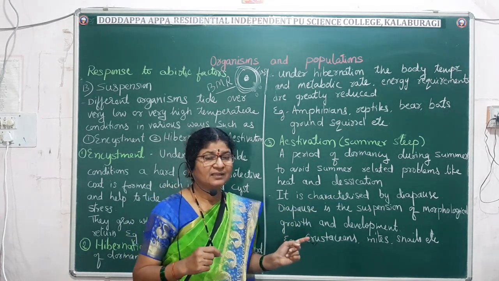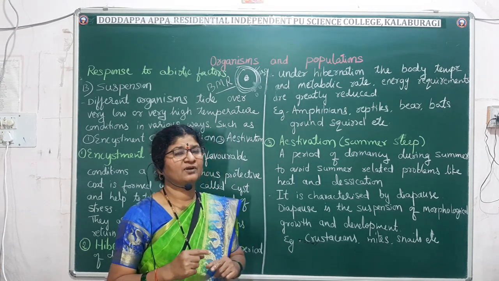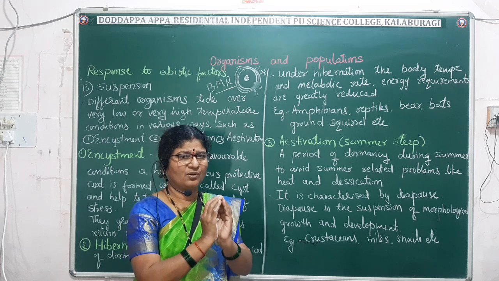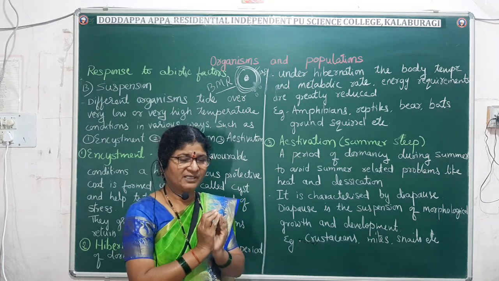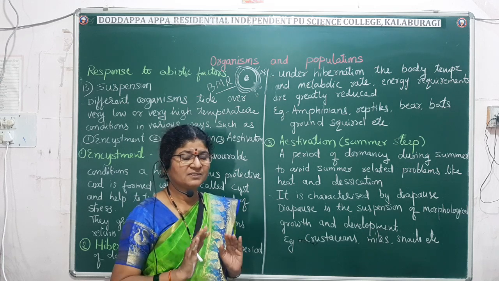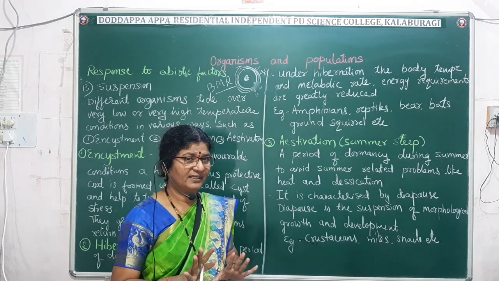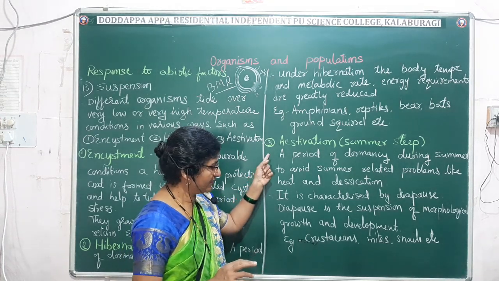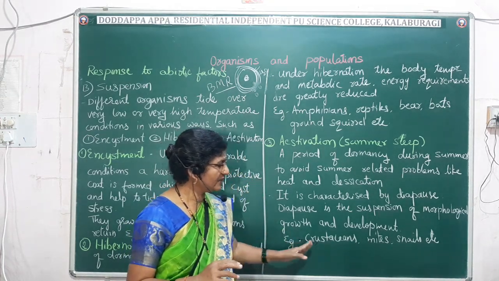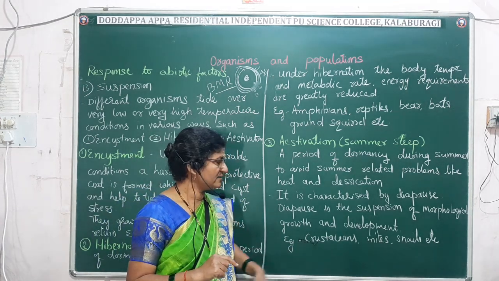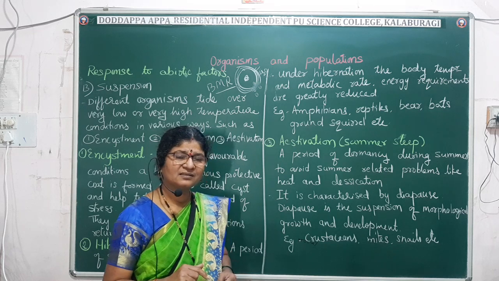Diapause is nothing but the suspension of morphological growth and development of the organism. All the metabolic activities will get reduced to only what is necessary for the sustenance of life. No other activities will take place. That is called aestivation. You will see it in certain organisms like some insects, crustaceans, mites and snails.